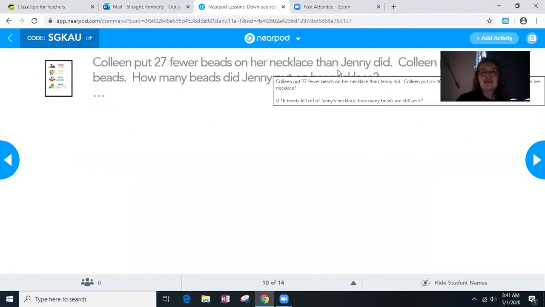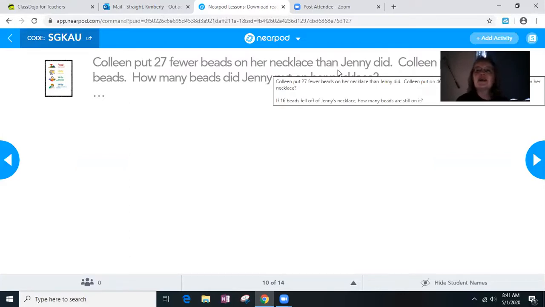Now we have an application problem. Remember, we have our little poster over to the left, so you need to read the problem. Let's read it together. Colleen put 27 fewer beads on her necklace than Jenny did. Colleen put on 46 beads. How many beads did Jenny put on her necklace?